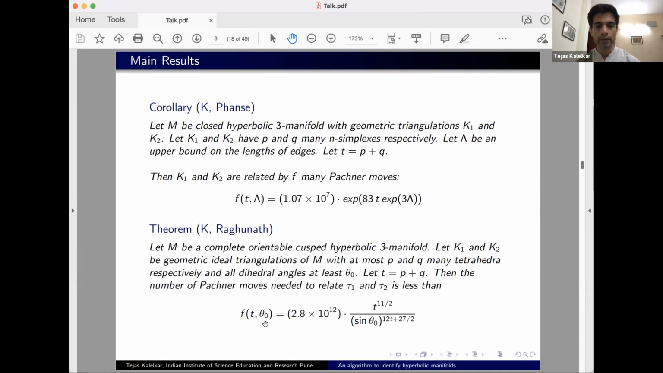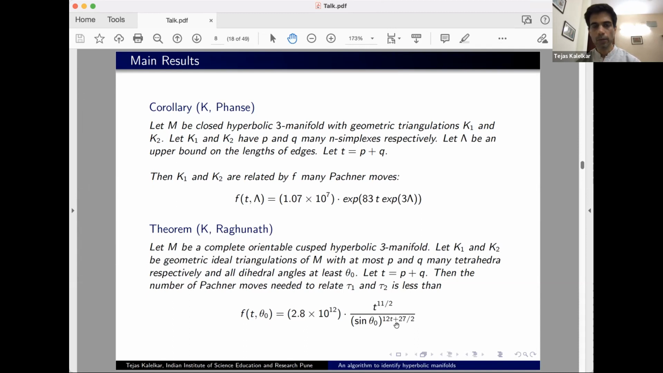So we have another bound F(t, theta naught), where t is the total number of tetrahedra, and theta naught is the lower bound of the dihedral angles. And again, we have some constant times t raised to 6 divided by sine theta naught raised to 12t, plus something. So this is an explicit bound that we get on the number of Pachner moves needed to relate two ideal geometric triangulations for cusped complete hyperbolic 3-manifolds.